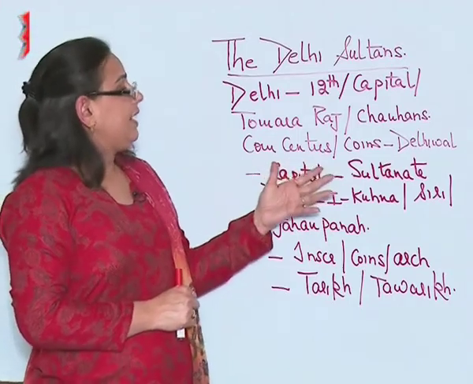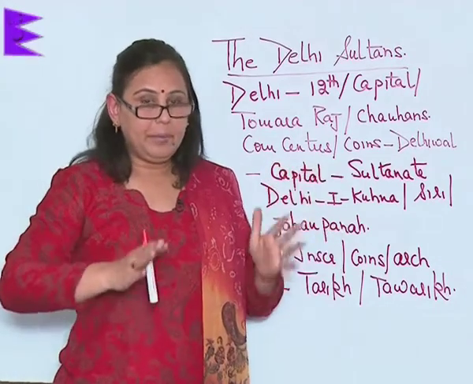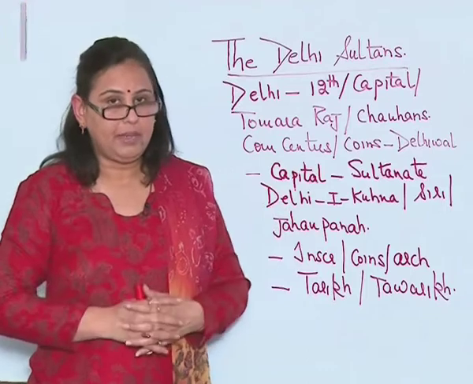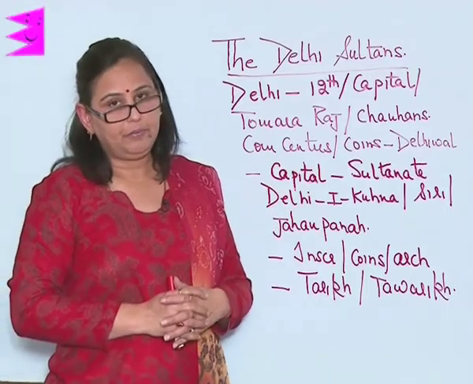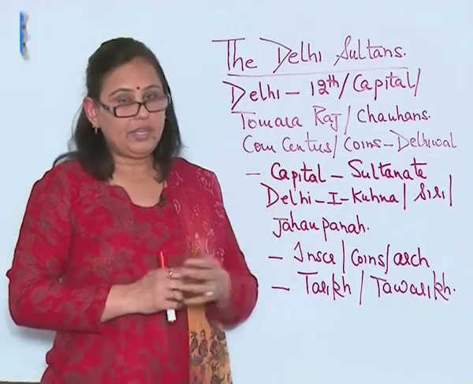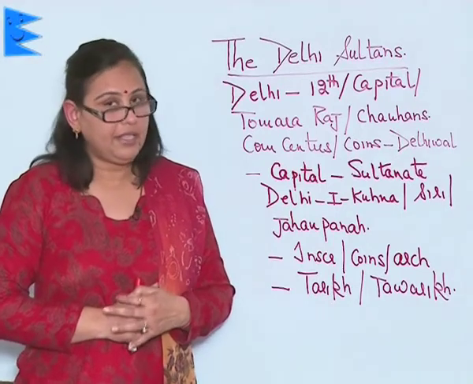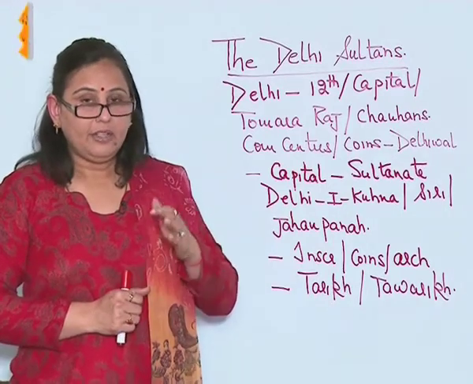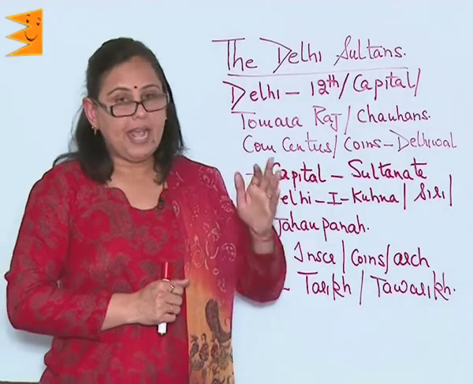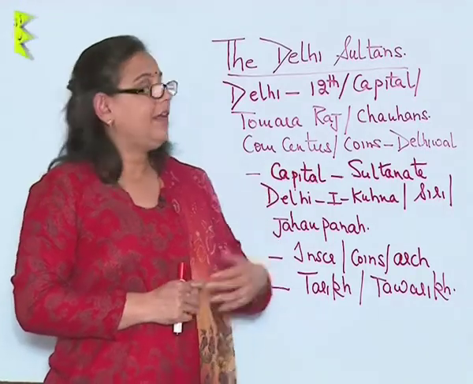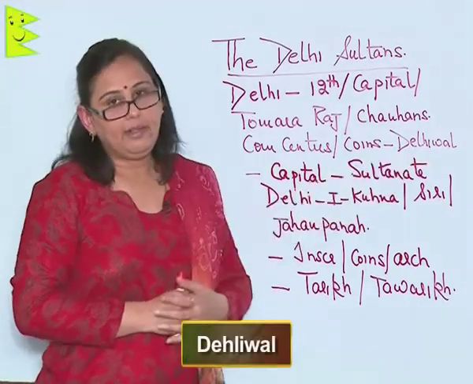It is seen that slowly the capital also started becoming a commercial center. Many Jaina merchants started living in the cities, and the coins which were minted and circulated in Delhi were termed Dehliwal.